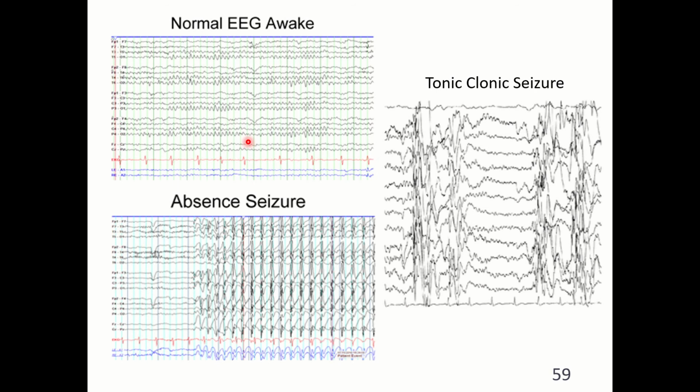These show electroencephalograms, or EEGs, of brainwave activity. The normal EEG is shown in the top left. An absent seizure is shown in the bottom left versus the tonic-clonic seizure on the right. It's an electrical storm.